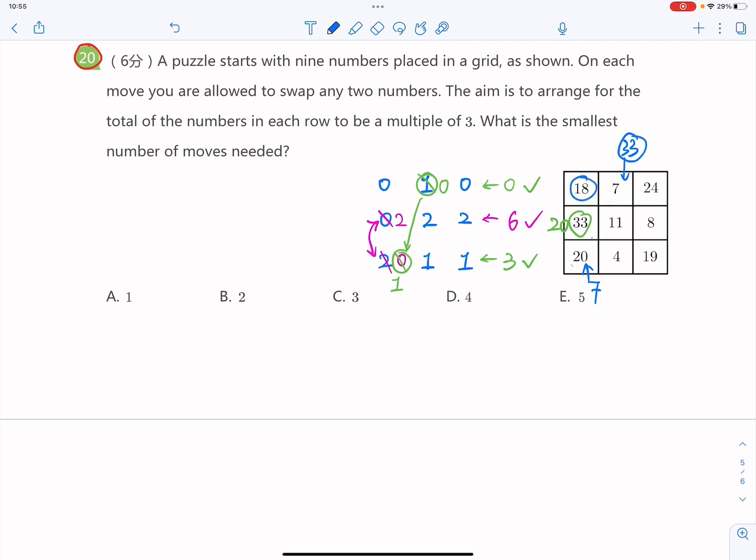33 is a multiple of 3. 18 is a multiple of 3. 24 is a multiple of 3. That means if you add them together, it must be a multiple of 3. And now as for the second row, 20 plus 11 equals to 31 plus 8 equals to 39. It is a multiple of 3.